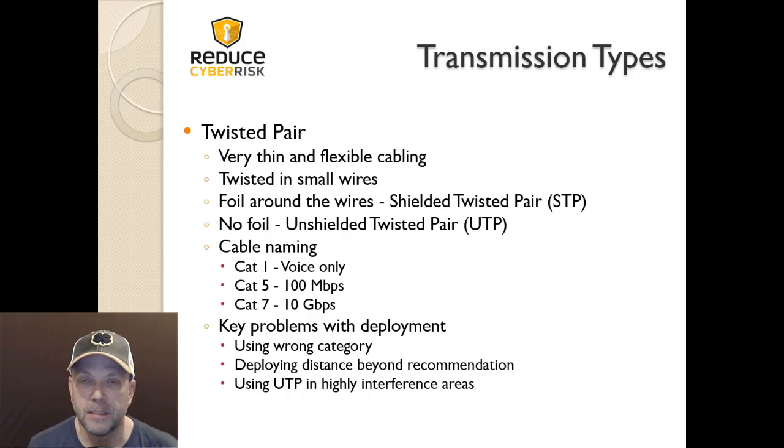Another problem is deploying distance beyond recommendations. If you do that, you will have attenuation and loss of data transfer. And then there's using UTP in high interference areas. Again, unshielded twisted pair. If you're going on the cheap and say, I don't want to spend the extra money, and you have interference areas, well, then you'll wish you would have put in shielded twisted pair versus UTP.